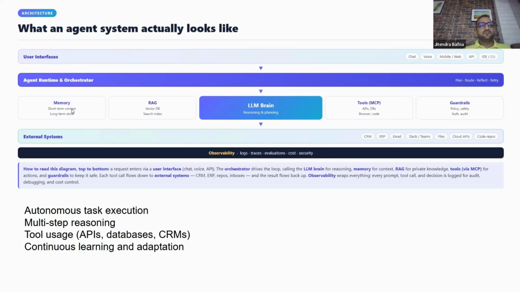We can have short-term memory. We can have long-term memory. Short-term memory stores the data and information which is required for that particular task, right?